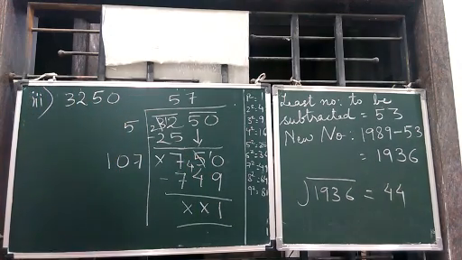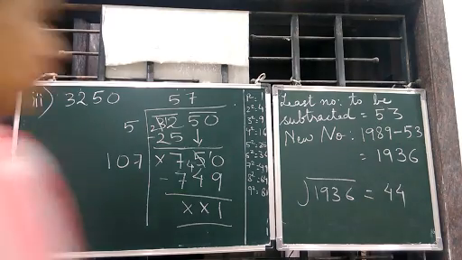So the smallest number to be subtracted is what? Is 1.